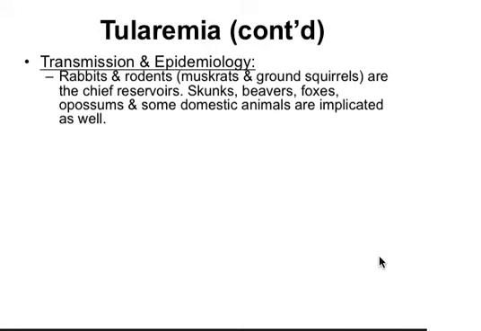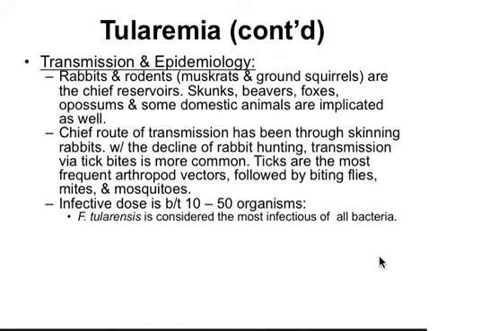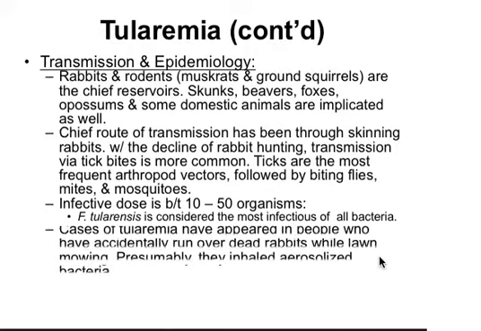How is it transmitted? Rabbits and rodents, which include muskrats and ground squirrels, are the chief reservoirs. We also see it in skunks, beavers, foxes, possums, and some domestic animals. The chief route of transmission has been through skinning rabbits. With the decline of rabbit hunting, the transmission through tick bites is more common. Ticks are the most frequent arthropod vectors, followed by biting flies, mites, and mosquitoes. The infective dose is around 20 organisms. Tularensis is considered the most infectious of all of the agents of tularemia.